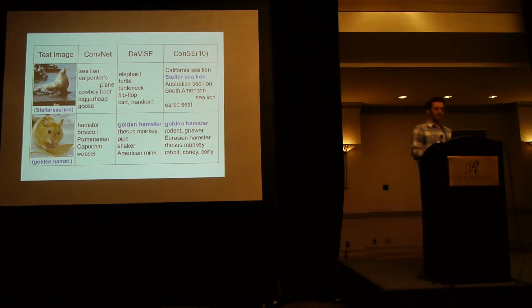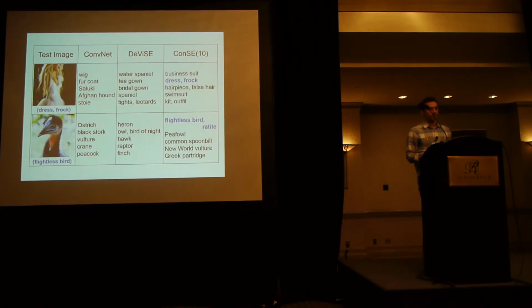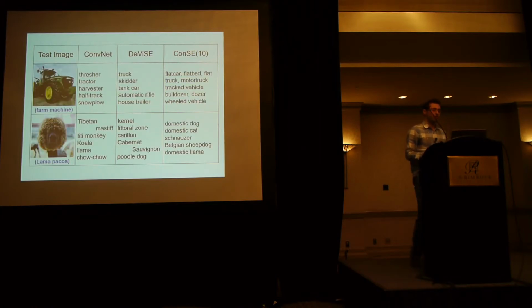Both DeViSE and ConSE get the golden hamster right. And here are some more results. The top one is labeled as a dress, and the bottom one is labeled as a flightless bird. And here are some failure cases.